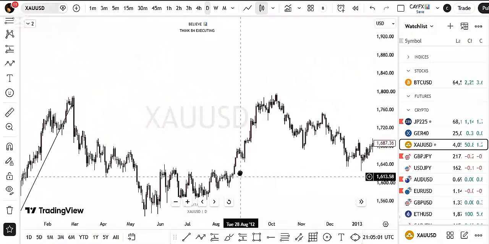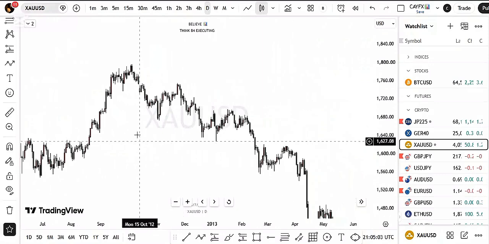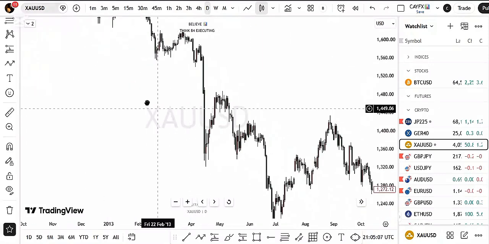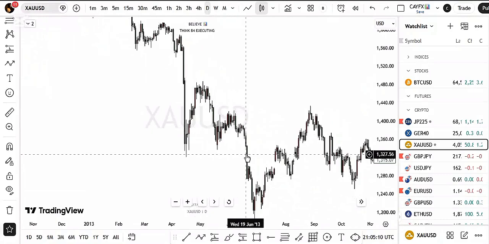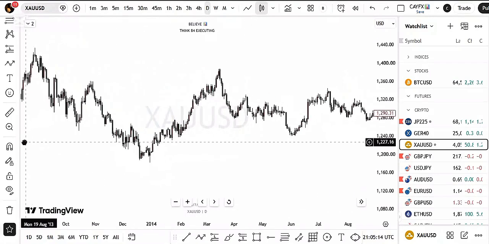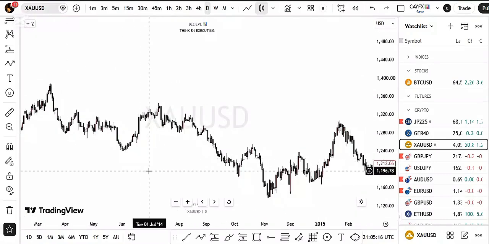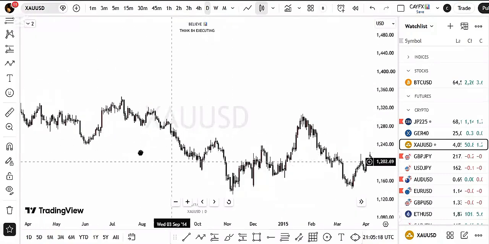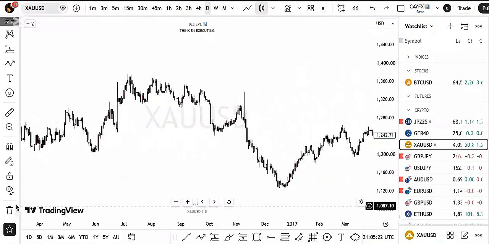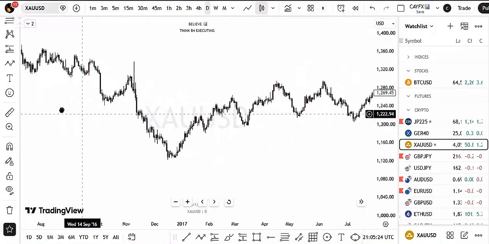So it comes here and begins to sell again. You must say break of structure to the downside, break of structure to the downside, break of structure.